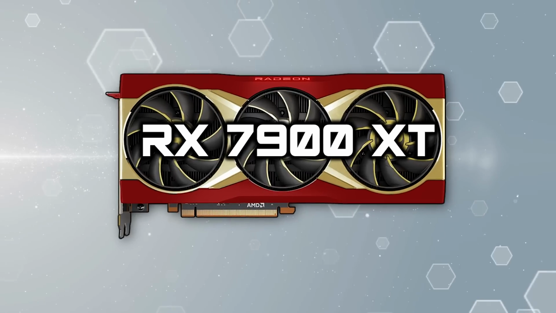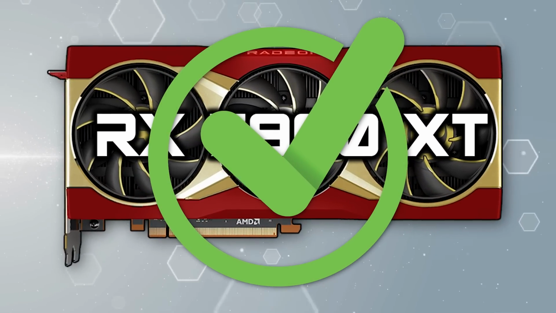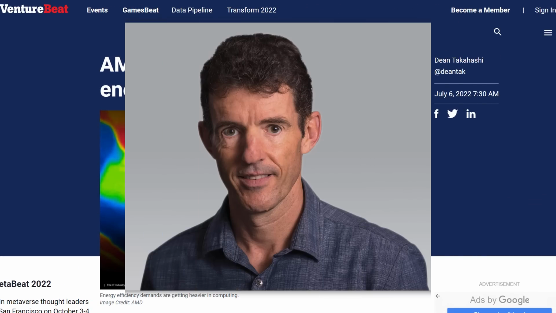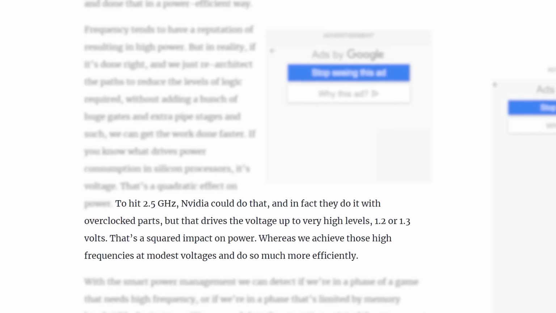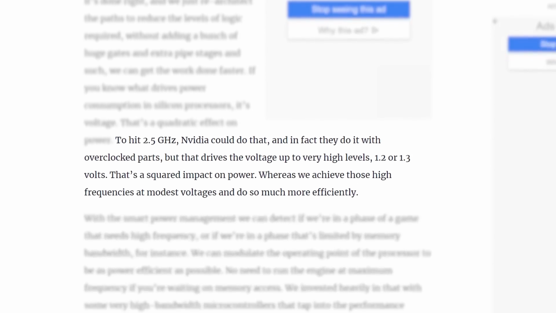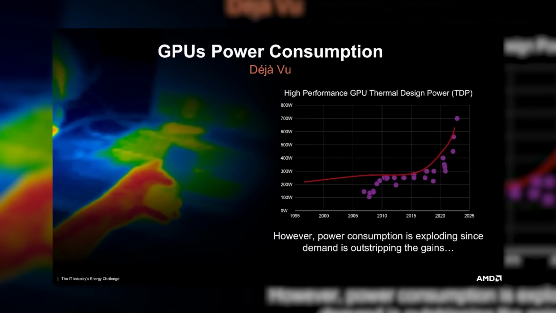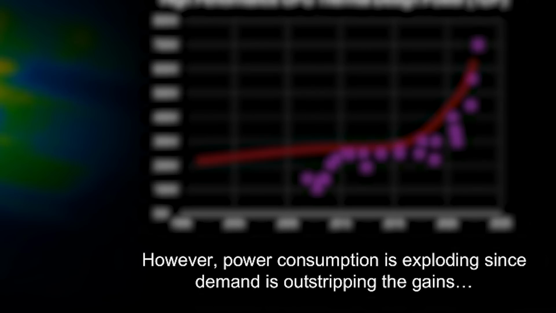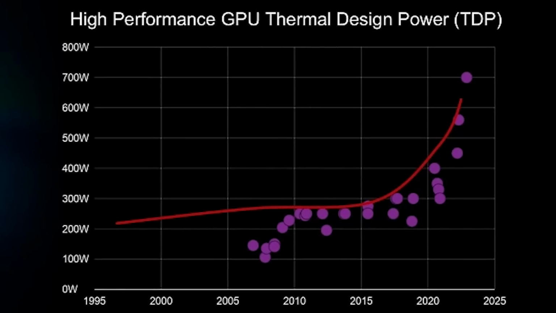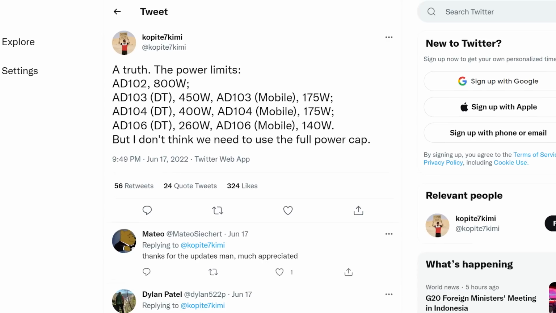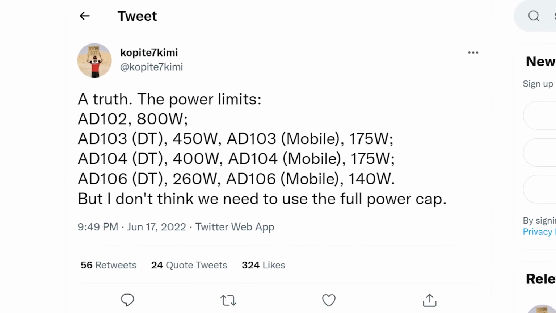And lastly for today, AMD confirmed some huge news for not only their RX 7000 cards, but even Nvidia's RTX 4000. The story comes from an interview by VentureBeat with AMD's senior VP, Sam, this guy. Starting things off, he discusses power efficiency and how AMD has been able to get really high clocks without getting really high voltages. But the first big thing he shared was actually this slide from AMD. As you can see, it claims that power consumption is exploding because demand is outstripping the gains. So AMD is predicting GPU TDP to get over 600 watts even before 2025. Really, it looks like 2023 or so, meaning this could be for next-gen GPUs. So the rumors we've been seeing about extremely high power consumption may be spot on.